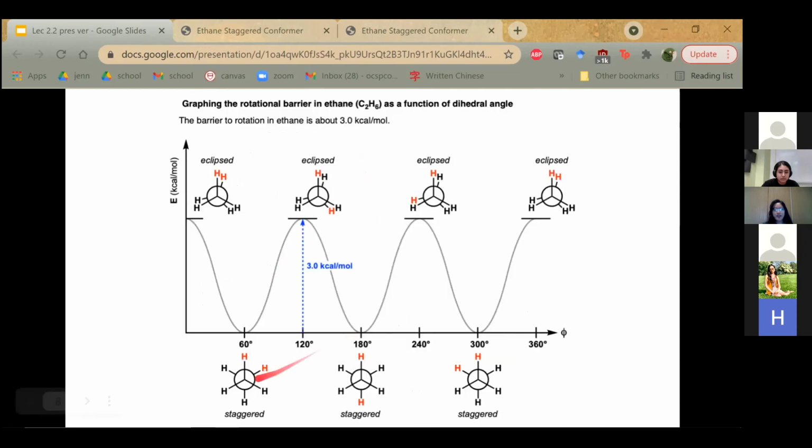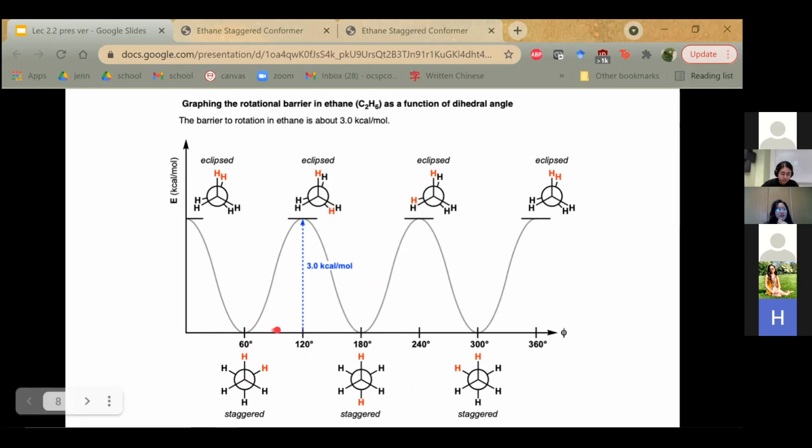Like I said before, this molecule can freely rotate. So let's say you have this molecule at a 60-degree dihedral angle, and you want to rotate this hydrogen to be over here at 180 degrees. The thing that's preventing this molecule from doing that is this high energy eclipsed conformation. It has to get over this energy hump in order to rotate here.